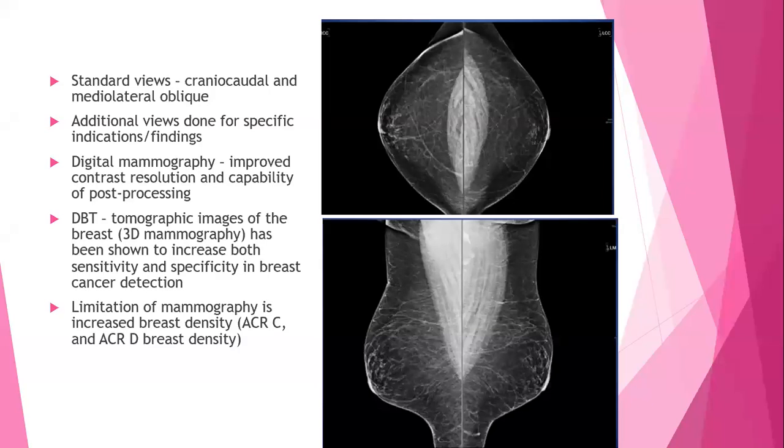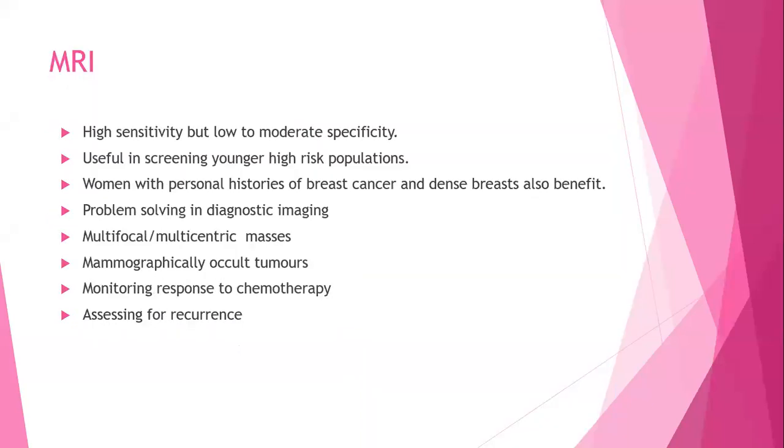It removes that effect of summation. The other thing is the increase in sensitivity. So when you have masses, you're able to define the masses better. On tomosynthesis, you're able to define the margins better. So if a mass has angulated margins, because you have removed the overlap, you're able to actually define those masses better. So it is the one modality that has shown both an increase in sensitivity and specificity in breast cancer detection.